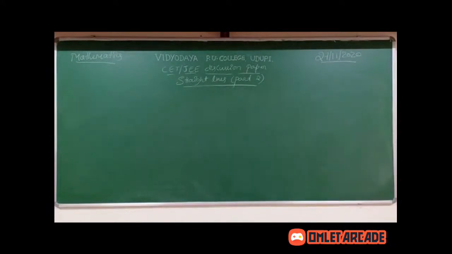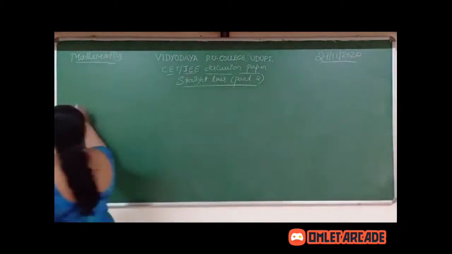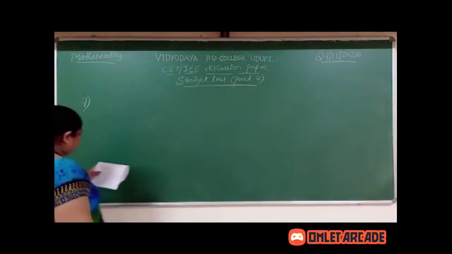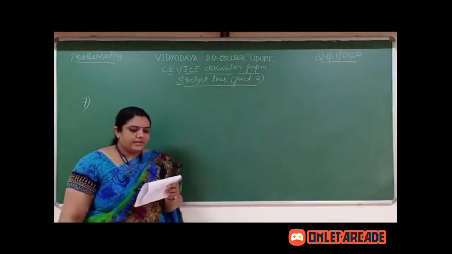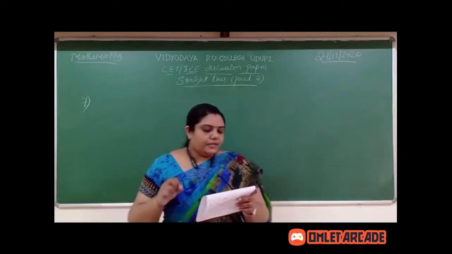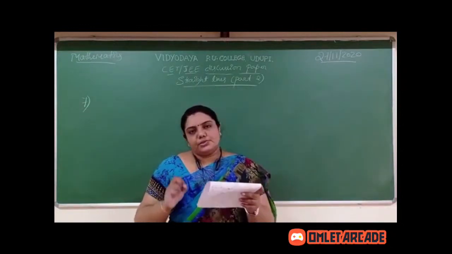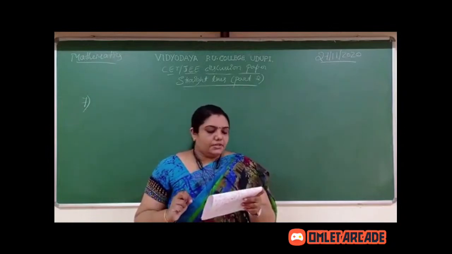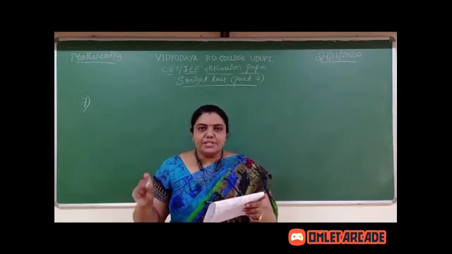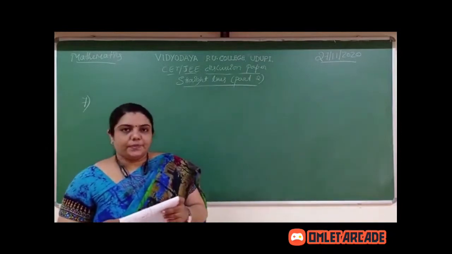We'll see the next question. Next, 7th question. The points A, B, C are given and see the options, students. Right angle triangle, straight line, equilateral triangle, isosceles triangle. So you have to check whether these 3 points form a right angle triangle, straight line, equilateral, or isosceles triangle.